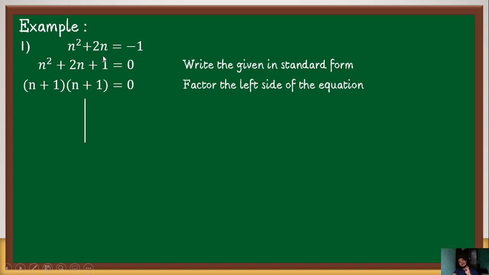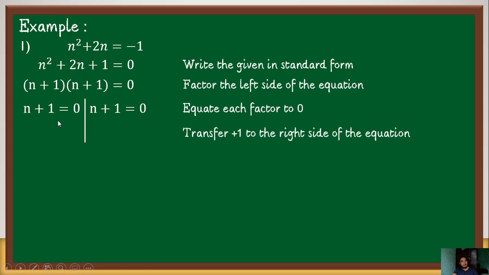So mag-iisip lang tayo ng factors ni 1 na kapag pinag-add ay 2. Since madali lang naman kunin ang factors ni 1, ang factors ni 1 ay siya lang din, di ba? 1 and 1. So, 1 plus 1 is equal to 2. So therefore, we have the factors n plus 1 times n plus 1. Okay? Then equate each factor. Now we're going to equate these factors to 0. So n plus 1 equals 0 and n plus 1 equals 0.